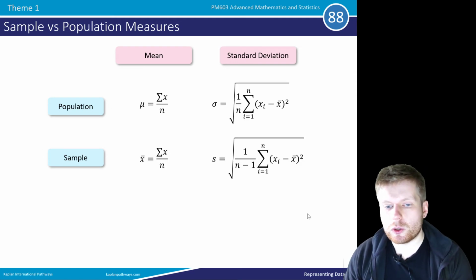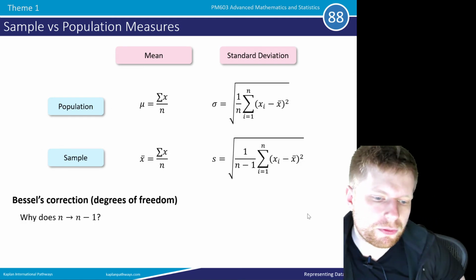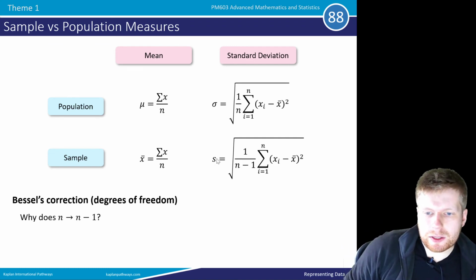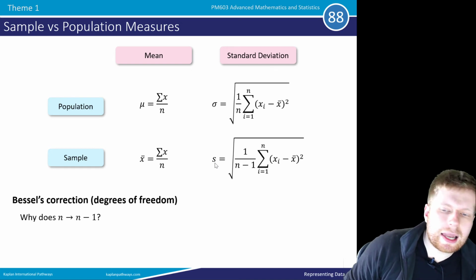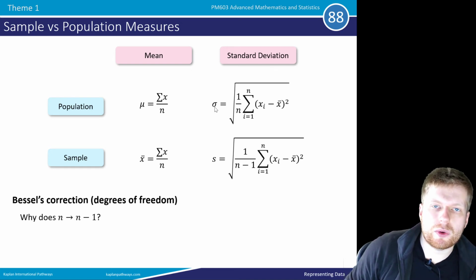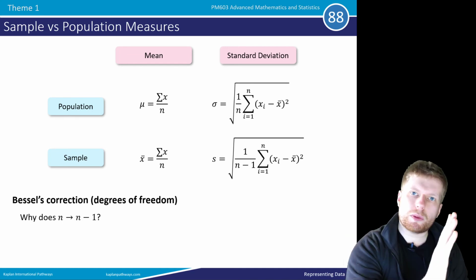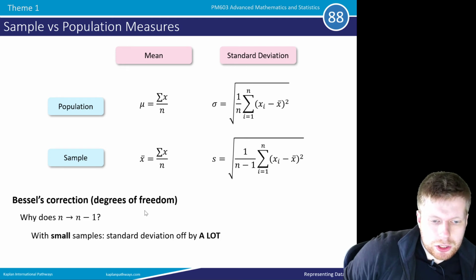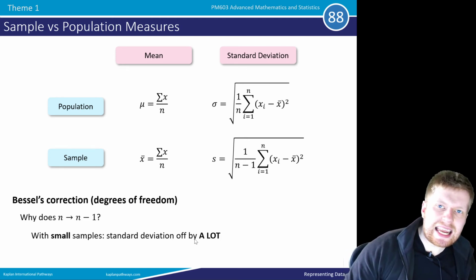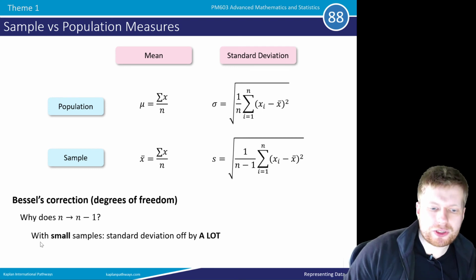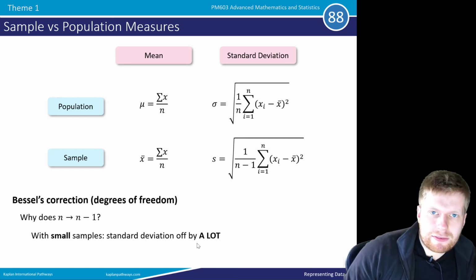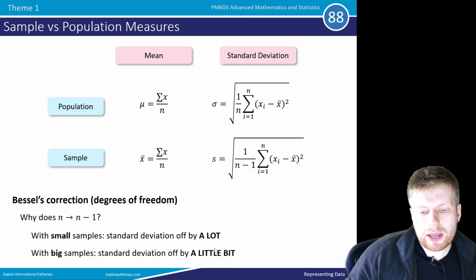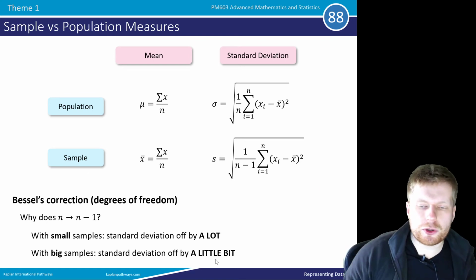Okay, so what I can do is use Bessel's correction, otherwise known as degrees of freedom, to approximate this, to represent the idea that the sample standard deviation will still be a little bit off of where the population standard deviation actually is, but it gets closer to the population standard deviation over time. So as the samples increase, basically with small samples, the standard deviation of the sample is off by a lot. Whereas with big samples, in other words, more things in each sample, the standard deviation is off by just a little bit of the true population.